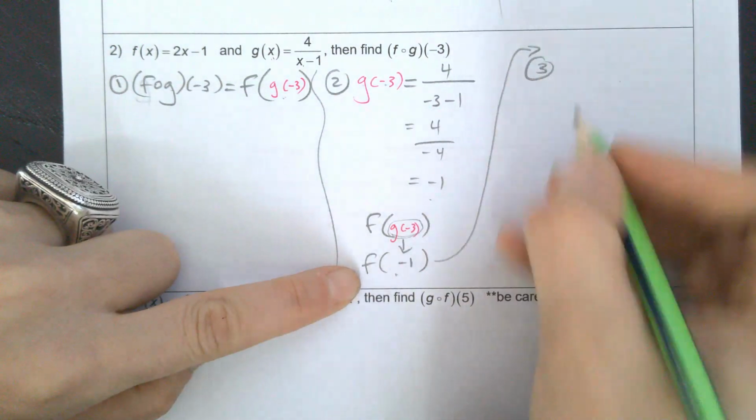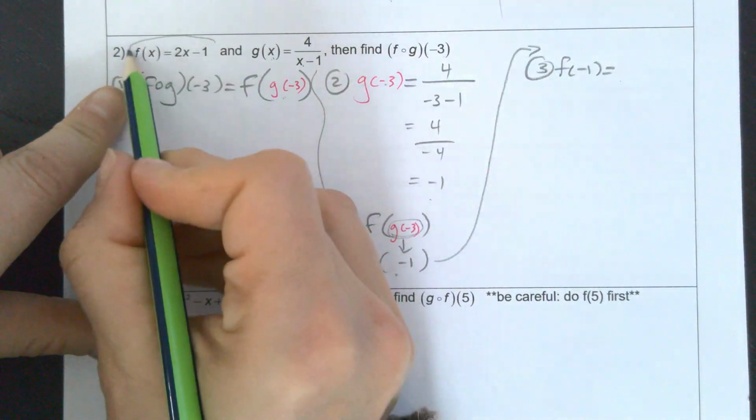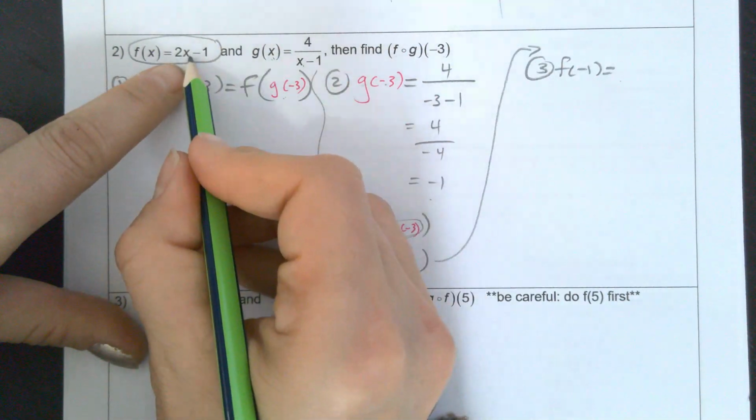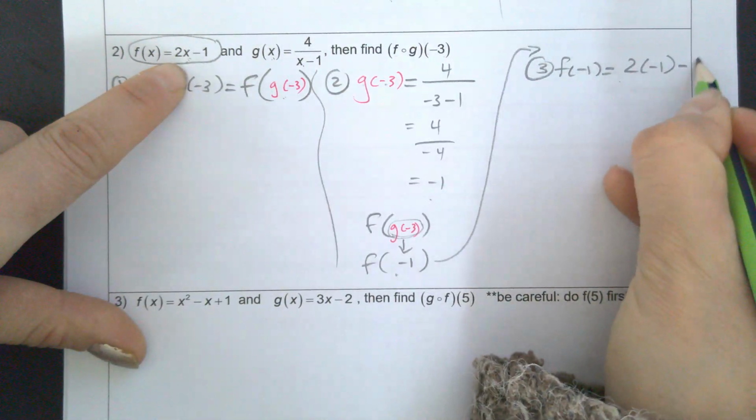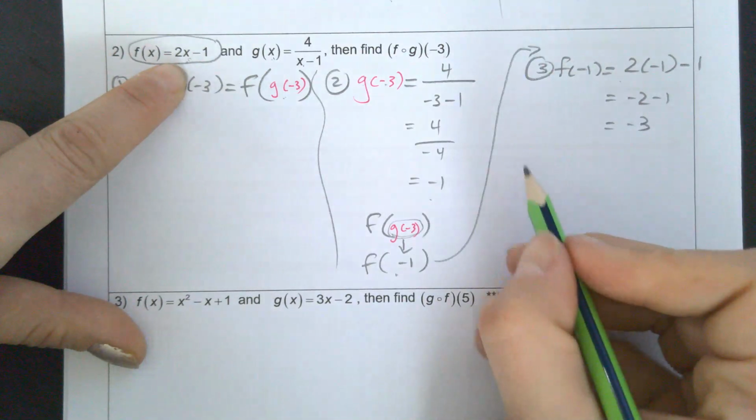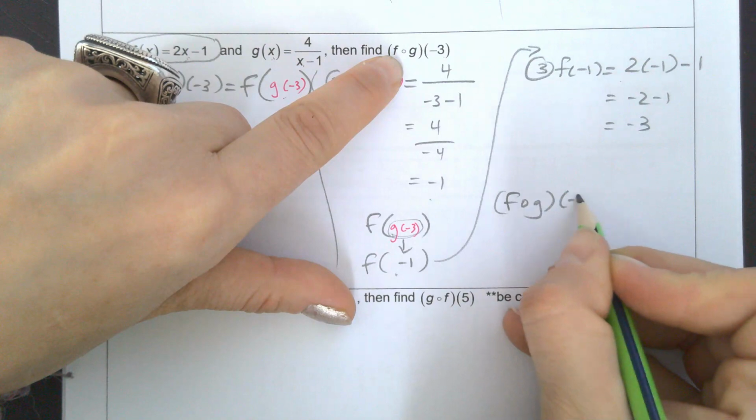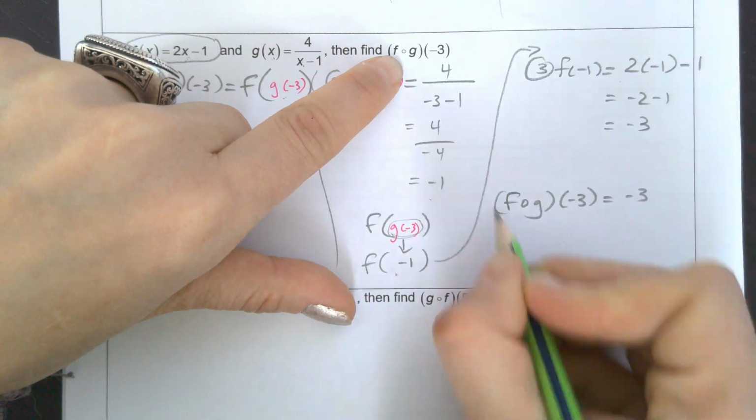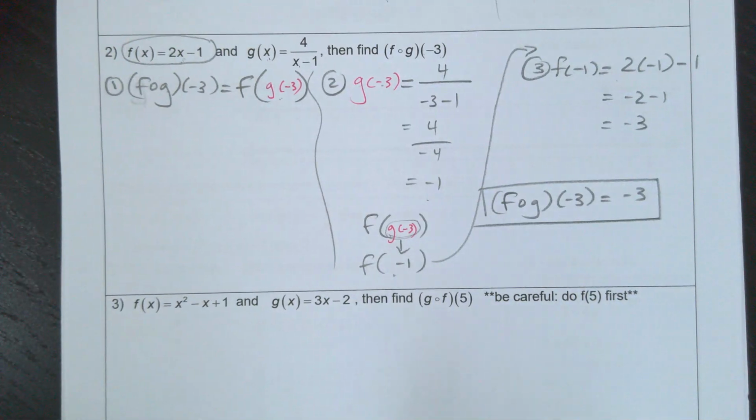So my step 3 is f of negative 1 is equal to, well, here's f. I'm going to substitute negative 1 into f. There. So now I know this thing, f of g of negative 3, is equal to negative 3. Let's do one more.